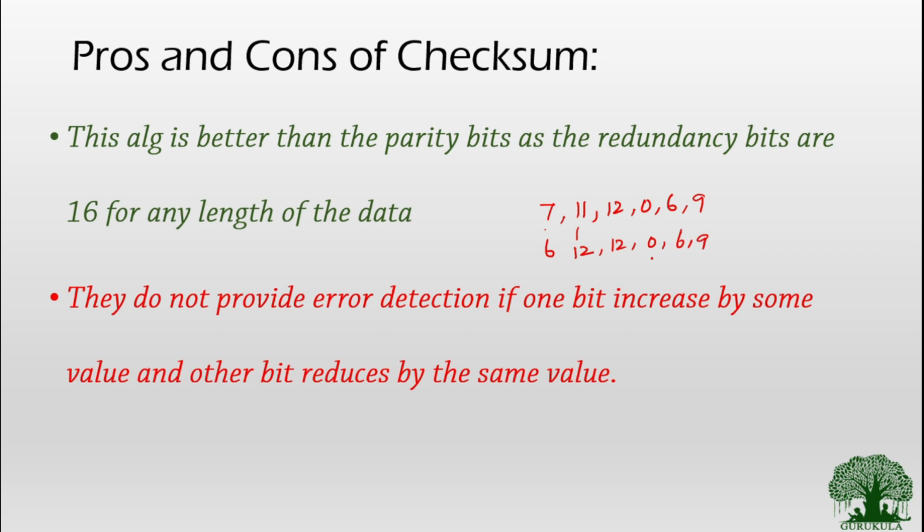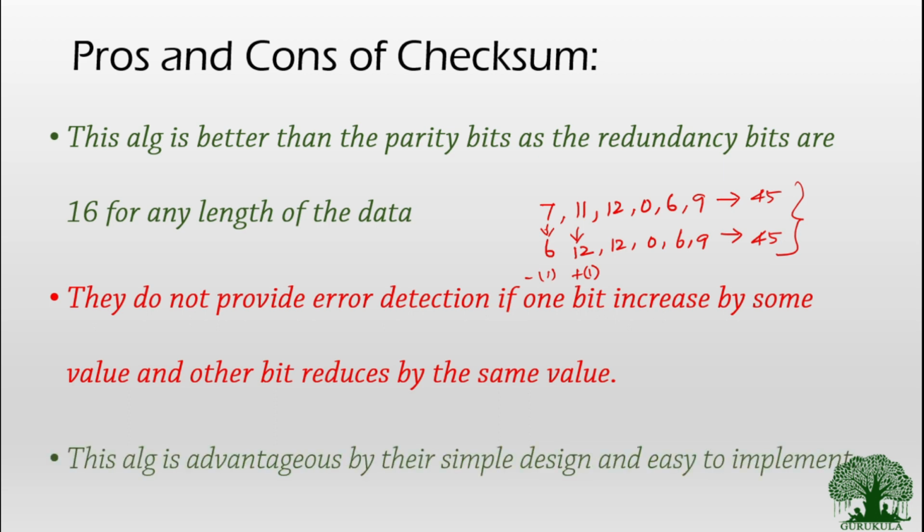So when you sum all these values, I have introduced the error over here. As you could see, the 7 is reduced by a value of 1 and then 11 is increased by a value of 1. So if I sum this particular group of values, I am going to get 45 and similarly I am going to get 45 for this set of values as well. So in this type of case, my checksum will not work properly. These types of errors may go unidentified by the checksum algorithm.